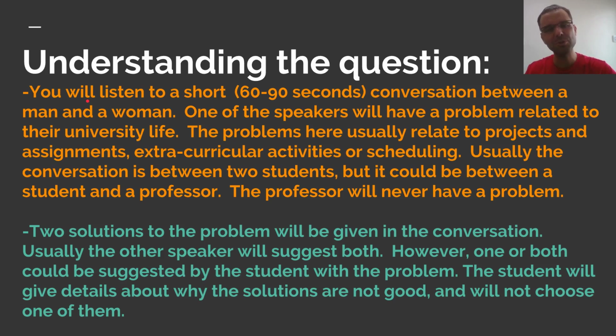So, how does the question look? Well, first, you listen to a short conversation between a man and a woman. Conversation is usually 1 minute, maybe as long as 90 seconds. One of the speakers in that conversation will have a problem related to their university life. The problems here usually relate to things like projects and assignments, extracurricular activities, or even scheduling.